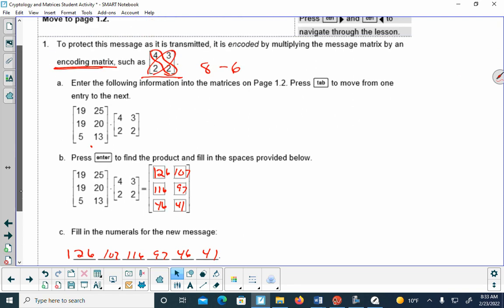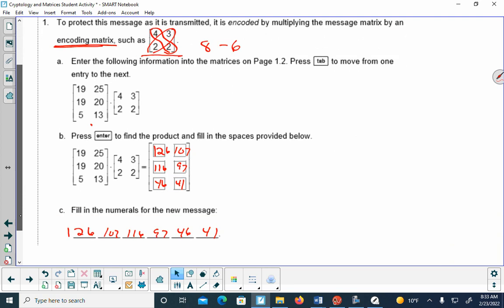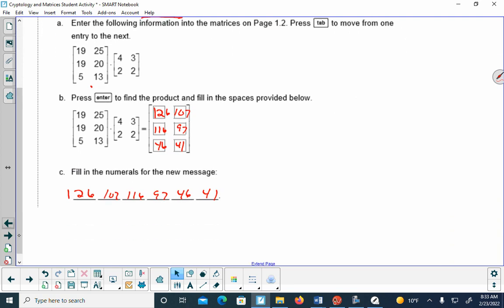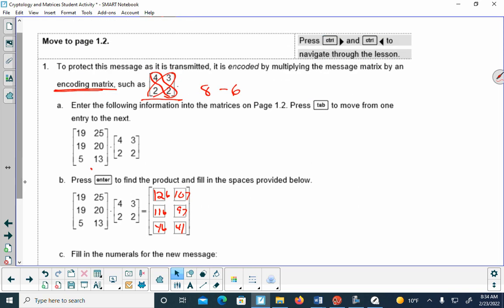When I go to write my original messaging matrix, those numbers have to be between 0 and 26 because they're matching up to letters. But when I multiply it by that encoding matrix, all bets are off. I can have large numbers like these ones that are well over 100, or I can even have negative numbers, and that's fine.